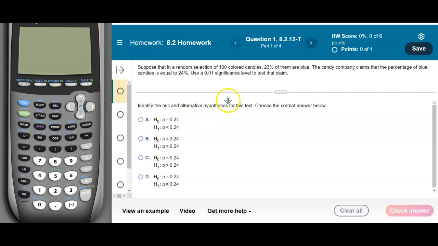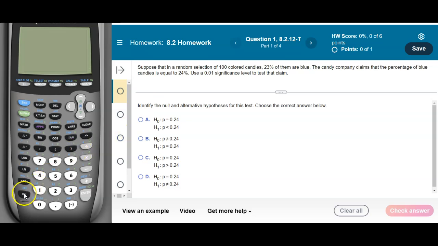Hey Stats class, in this video we're going to look at how to use a TI calculator to run a hypothesis test about a proportion. So first of all, how do I know this is about a proportion? It's talking about percentages. So that's going to be a hypothesis test about a proportion.